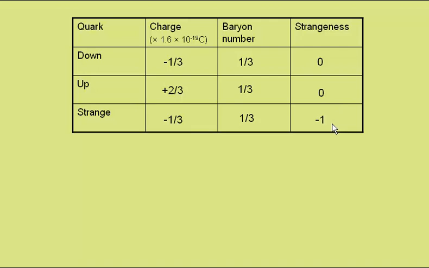Each of these has an associated antiparticle, which has the same magnitude but opposite sign of all these properties. So the anti-down will have a charge of plus 1/3, a baryon number of minus 1/3, and still a strangeness of 0. The anti-up will have a charge of minus 2/3, a baryon number of minus 1/3, and a strangeness of 0. The anti-strange, a charge of plus 1/3, a baryon number of minus 1/3, and a strangeness of plus 1.